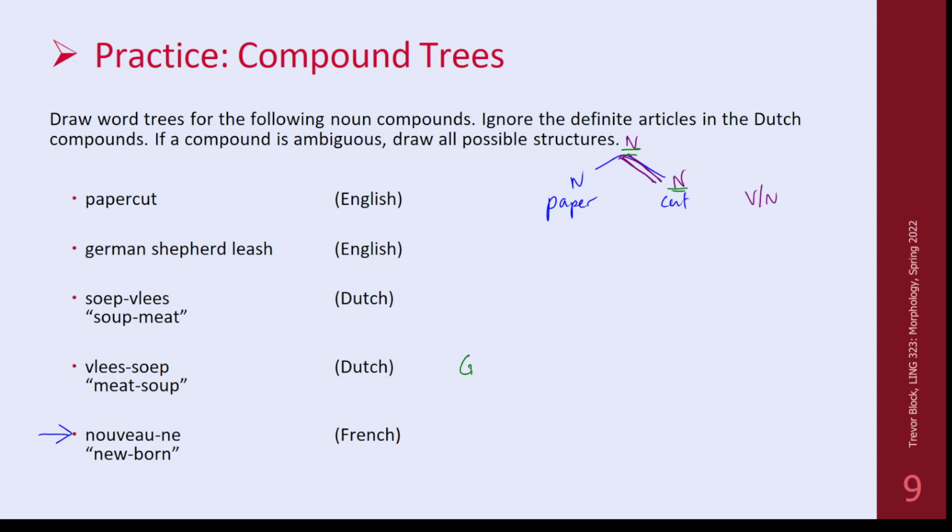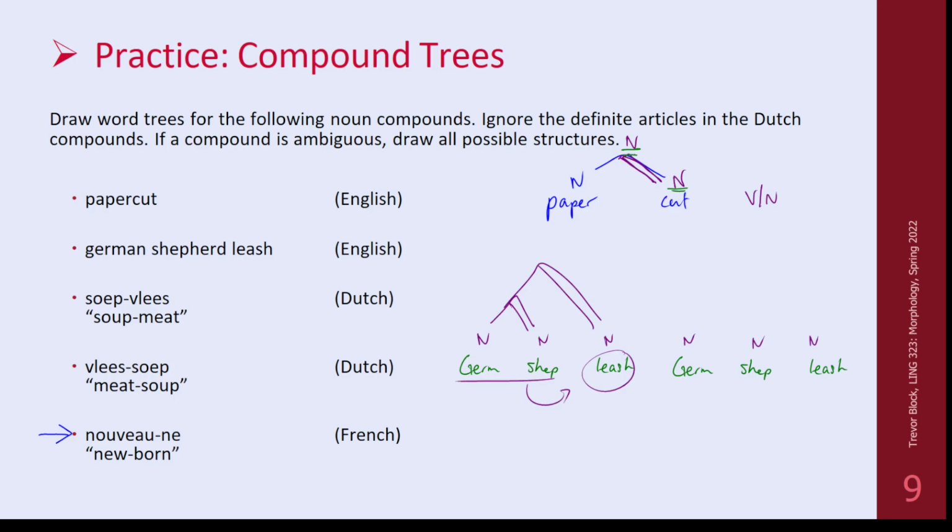With German Shepherd leash, I'll just write this out twice with abbreviations here. So we're going to have two possible structures. In both cases, these are all nouns, German Shepherd and leash. So let's do the first one that we normally think of. So German Shepherd is a type of shepherd, is a type of dog. And we're getting a leash for that German Shepherd. So the type of leash, it's a German Shepherd leash. So this is our first interpretation, a leash that is for a German Shepherd. So German Shepherd is modifying leash.